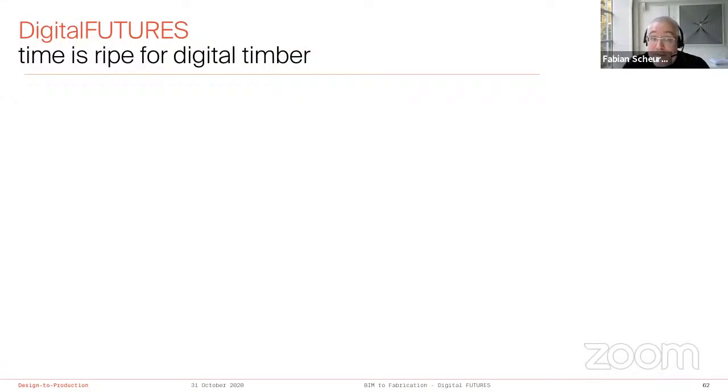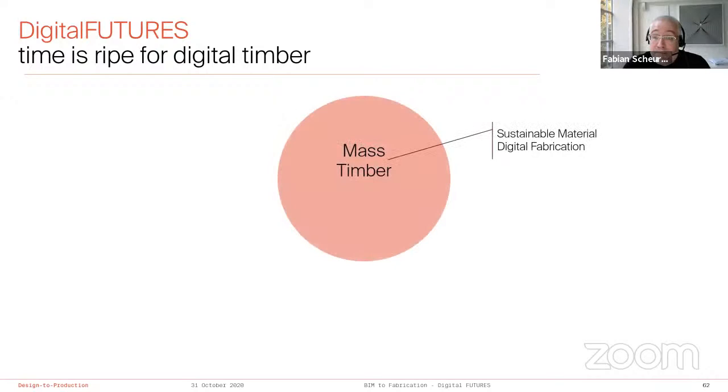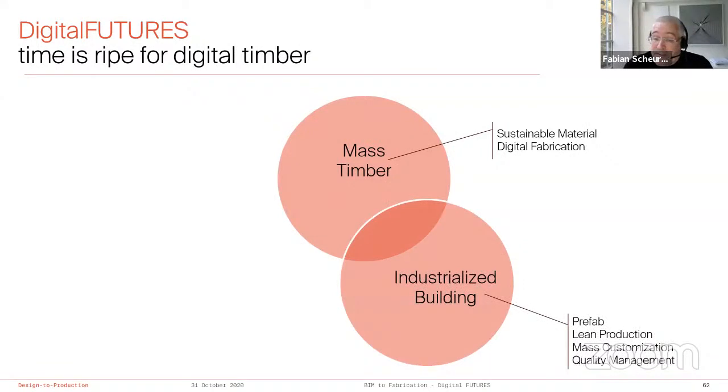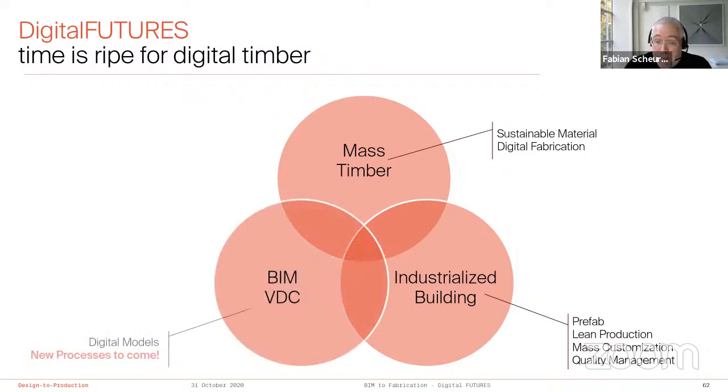We think that time is ripe for digital timber because mass timber is sustainable and digital fabrication is already there. We think there needs to be more industrialized building with more prefab, lean production, mass customization, and a lot more quality management in factory-like environments. And we think BIM and VDC are nice ideas, and digital models are already there, but now we have to talk about digital processes mainly, because we want to be right at the center of this and change the building industry to be more industrialized and with more timber in the end.